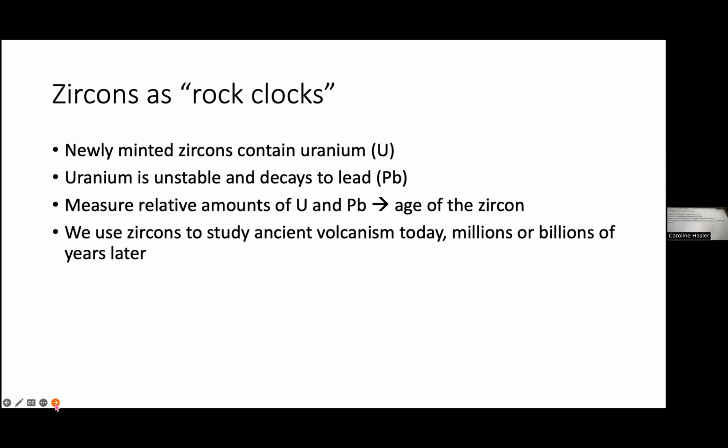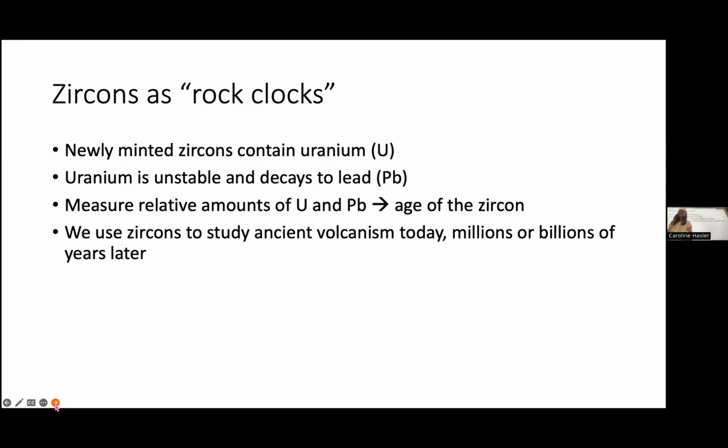So we can use zircons as rock clocks because fresh zircons, when they're produced out of a magma, contain uranium. Again, this uranium is unstable and will decay to lead. And then we just measure the relative amount of the parent, uranium, to the daughter, lead, like we did in our example before, to figure out the age of the zircon. And we can use them to study ancient volcanic and magmatic events today, millions or billions of years after the actual events happened.